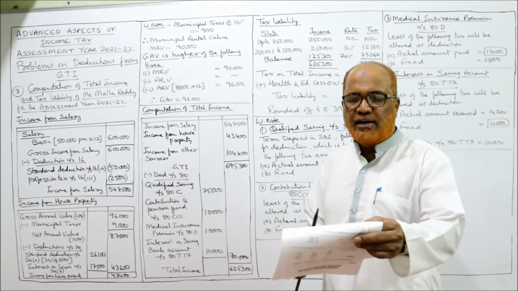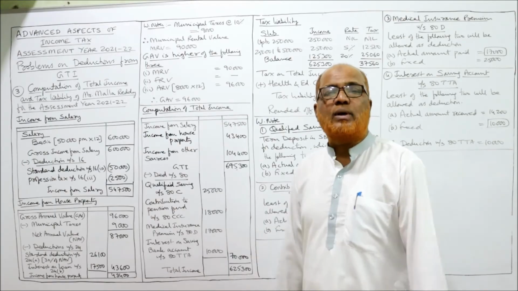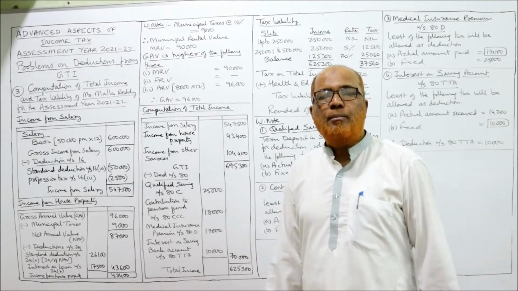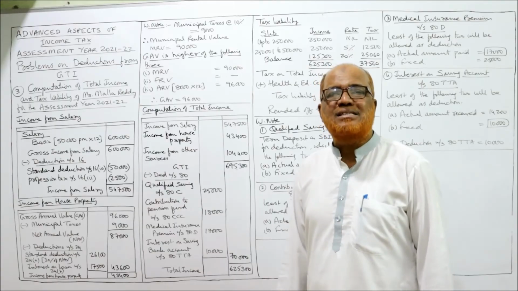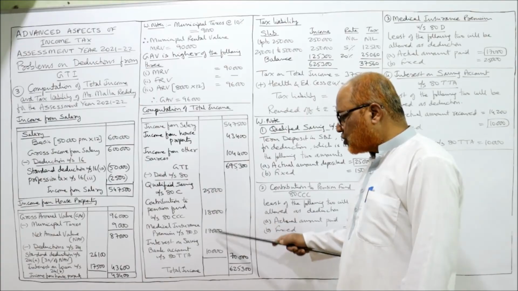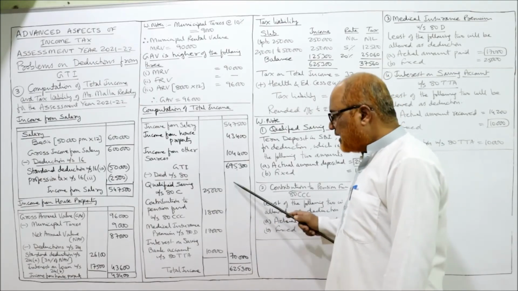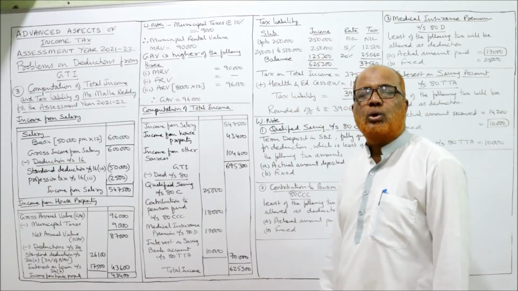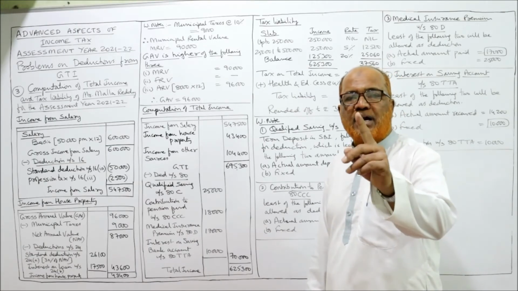10,000. Actual interest received is 14,200. Problem is the actual interest received is 14,200, but deduction will be given for a maximum of 10,000. So 10,000 rupees deduction. Take the total 70,000. Deduct 70,000. 6,25,300 is the total income. First part we have completed.